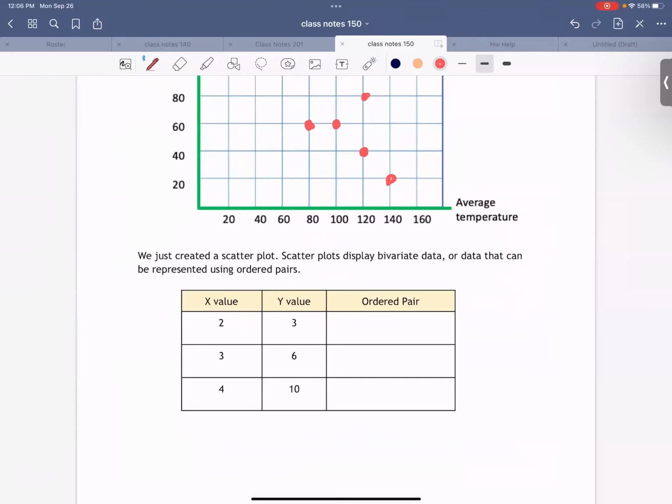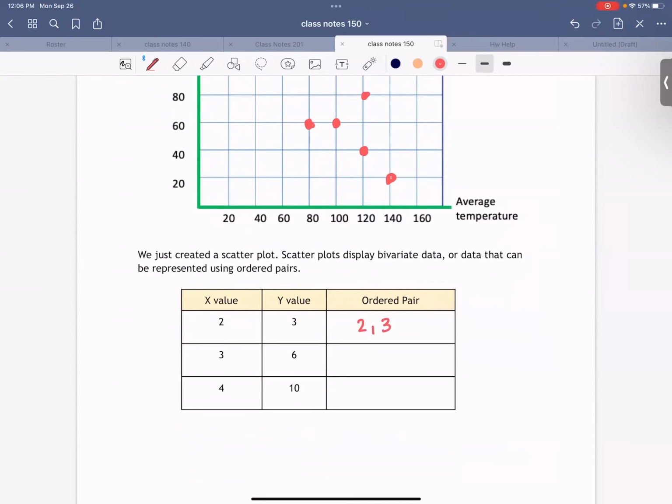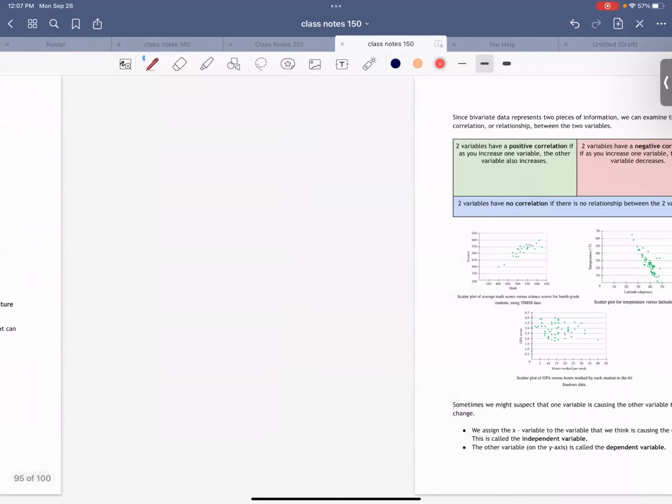Now I know this is kind of overkill, but let's just say the X value was 2 and the Y value was 3. We could represent this data point as what we call an ordered pair, okay? And what this is, we just take the two numbers, write them next to each other, and put them in parentheses, okay? You can do the rest, but I think we all know that (3, 6) and (4, 10) would also be ordered pairs. So instead of drawing the point on a graph, we can write the point as an ordered pair. Okay. Any questions so far? I think we're all good.